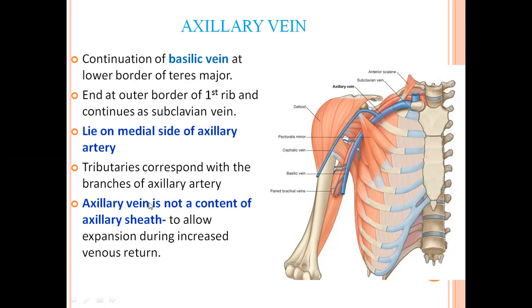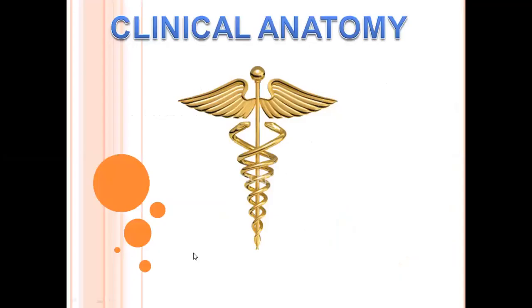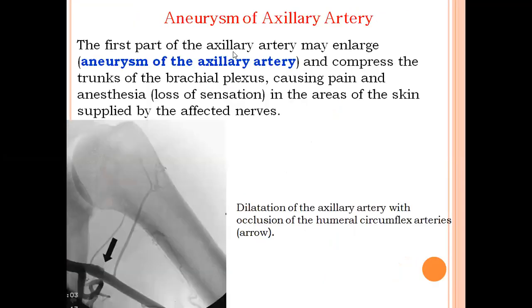The axillary vein is not a content of the axillary sheath so that it can easily expand whenever there is increased venous return. Now let us know a few clinical aspects. The first part of the axillary artery may enlarge. Whenever a blood vessel is enlarging, ballooning out, you call that condition an aneurysm. It compresses the trunks of the brachial plexus, causing pain and anesthesia, that is loss of sensation in the areas of skin supplied by the affected nerves.